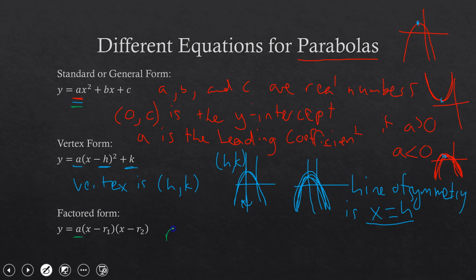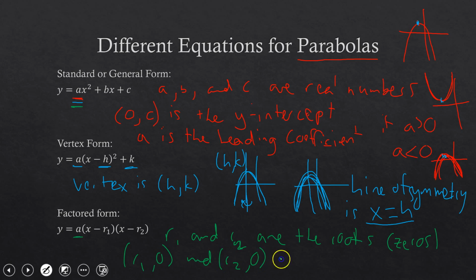Factored form is going to tell you what the roots are of the parabola. So these numbers r1 and r2 are the roots. And people often call these zeros as well. And they are, in fact, telling you where this parabola crosses the x-axis. So (r1, 0), this point, and (r2, 0), that point, are the x-intercepts. X-ints. So they're telling you where it crosses the x-axis.